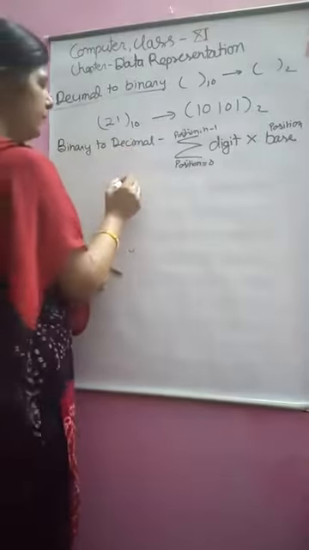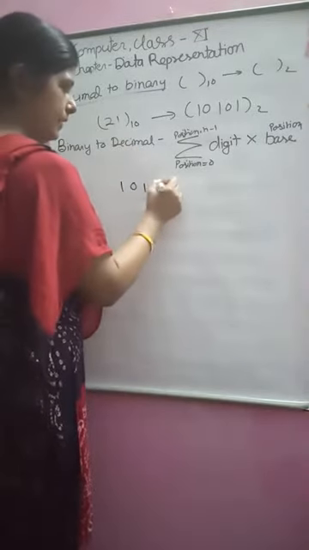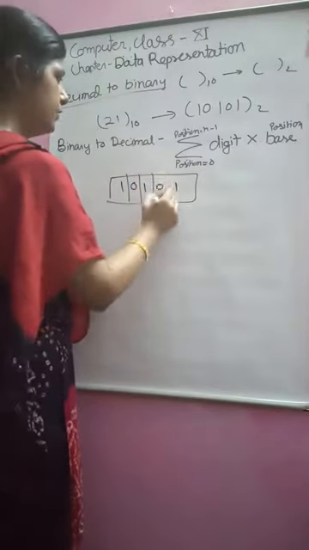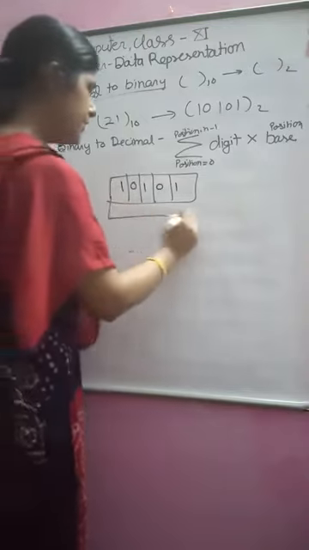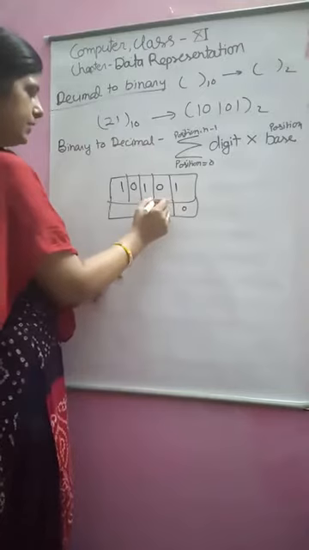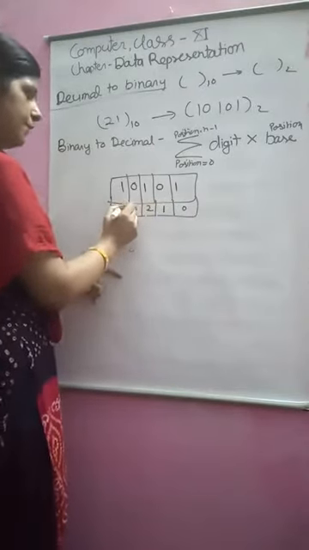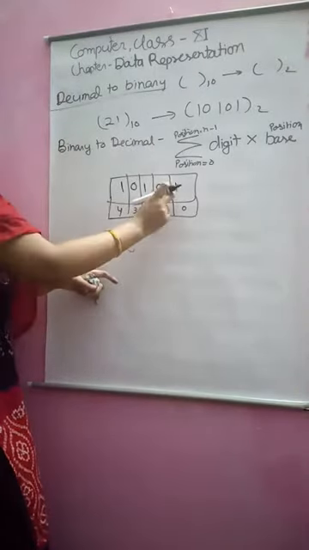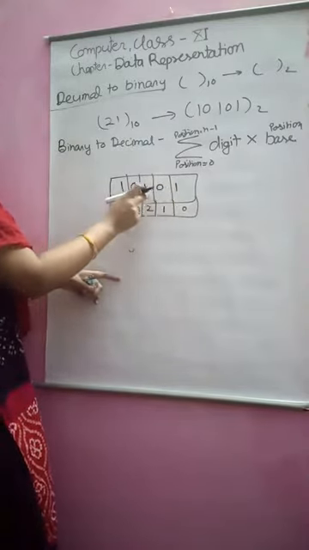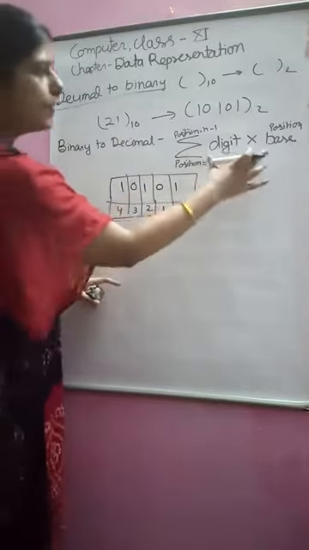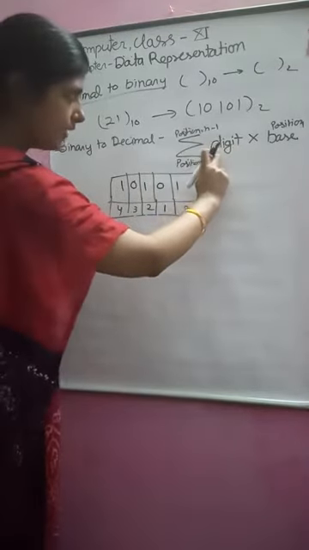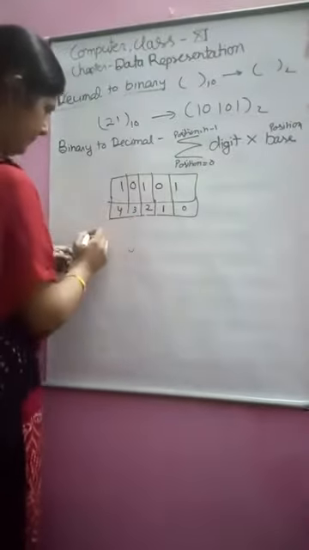This is a binary number, 10101. Then what is the positional weight? Starting from the right, this is position 0, first position, second position, third position and fourth position. Now apply this method: calculate each digit's weight and sum up.